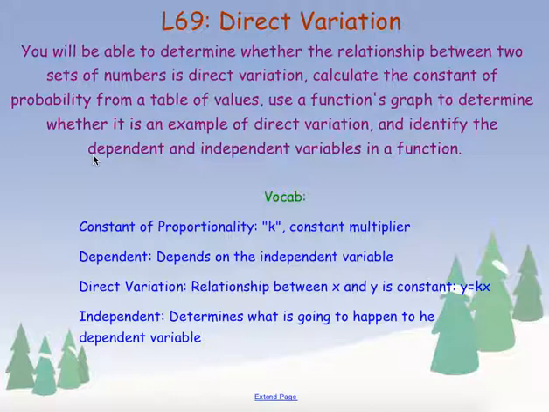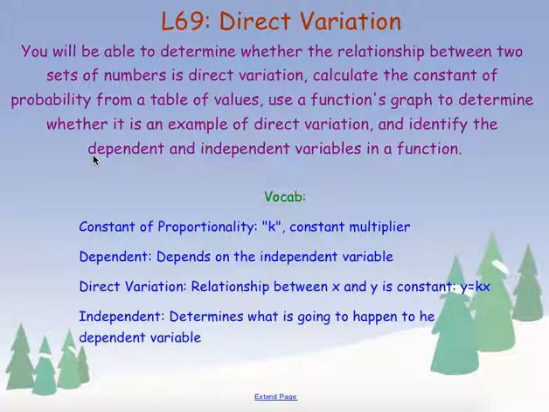First, constant of proportionality. We show this with a k, and this is just a constant multiplier. In other contexts, this is just the slope. And that's really all it is here. We're saying how much are we going up by or down by constantly. The dependent variable depends on what we put into our equation with the independent variable.